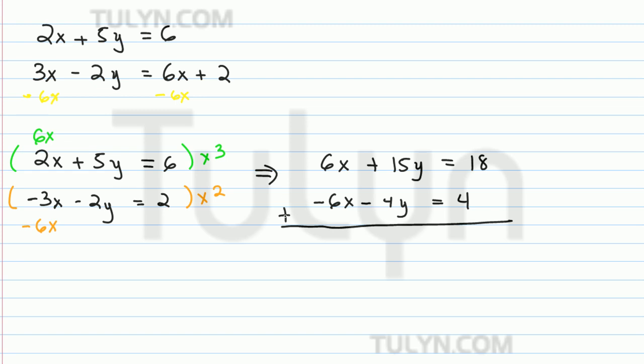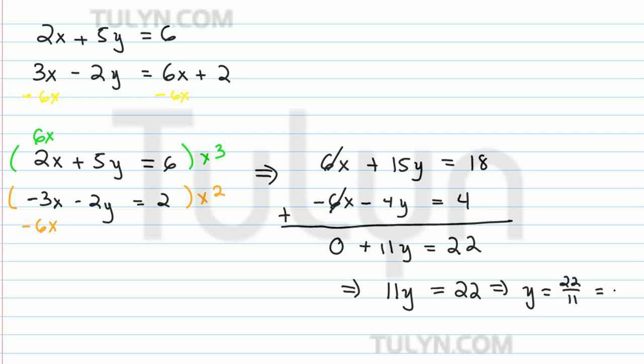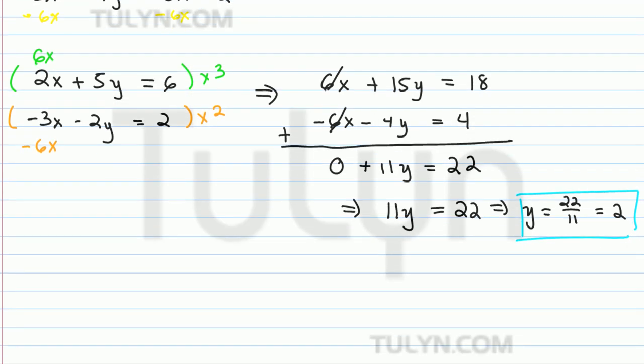Now adding these two equations together, the 6x and the minus 6x cancel out and give us 0. Here 15y minus 4y is plus 11y, and then 18 plus 4 is positive 22. So our equation simplifies to 11y is equal to 22, or y is equal to 22 over 11, which is 2. So now we have our y variable, and now we should solve for x, because our system of equations is in terms of x and y.